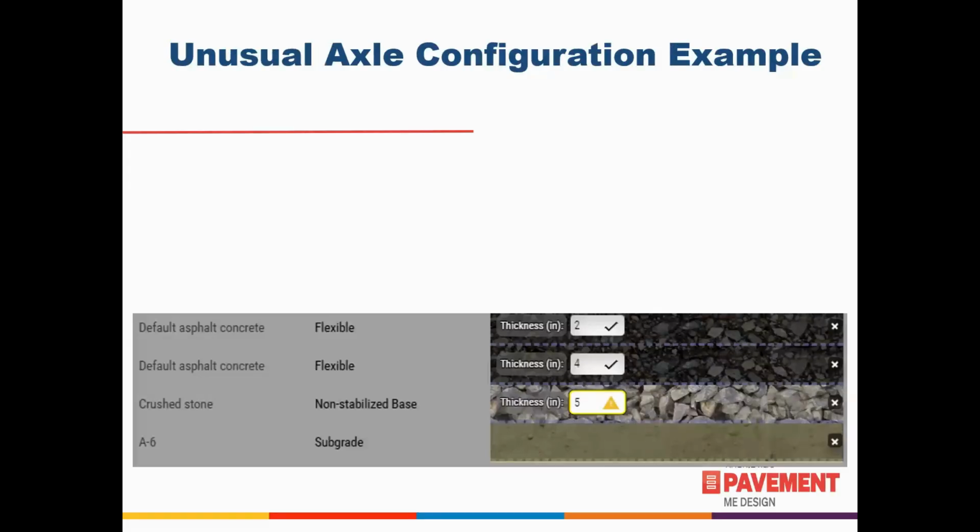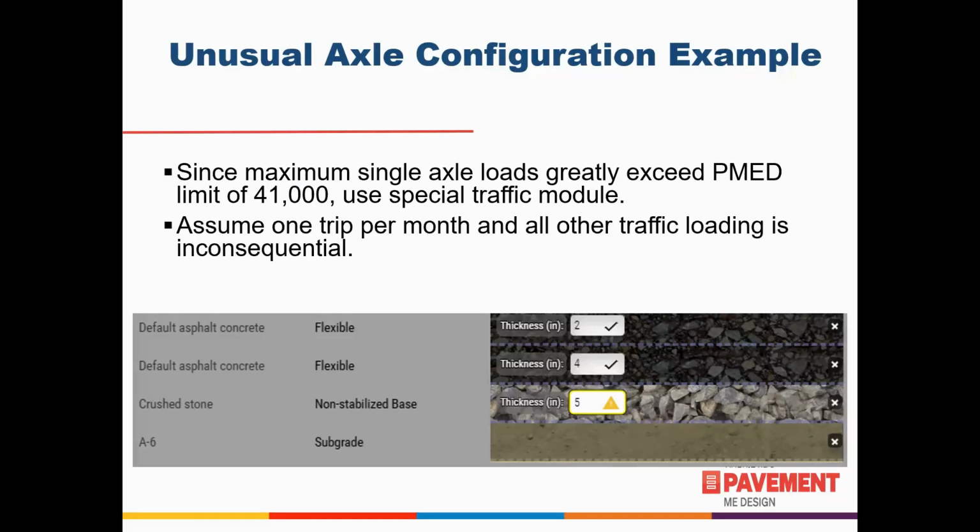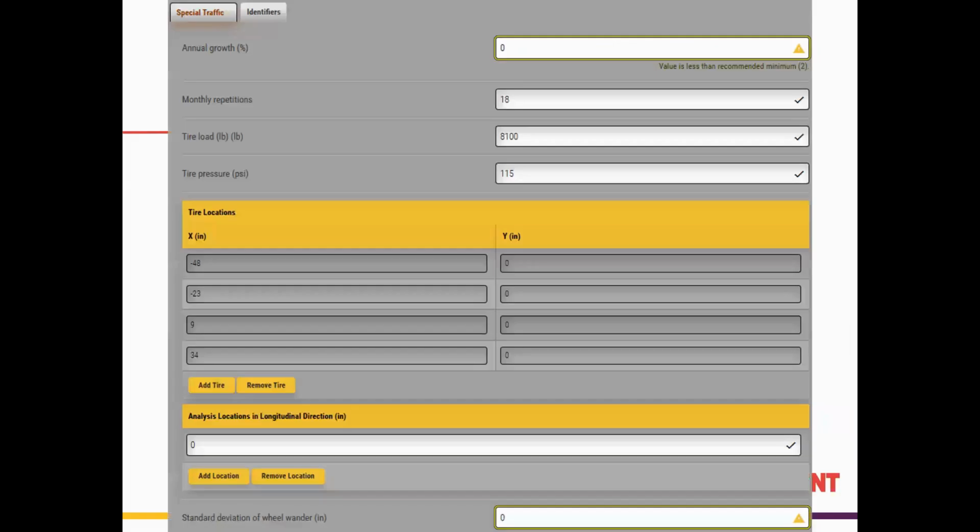Okay, and for the pavement that this is going on, as I mentioned already, we're using the special traffic module, 1 trip per month, and all the other traffic is light such that it's inconsequential. So all that really matters is this vehicle passing over the pavement once per month. And as I said before, you can't run the regular traffic model for any other traffic and add it together because you can't aggregate the distresses together. So in this case, 6 inches total of asphalt on a 5-inch aggregate base on an A-6 soil.